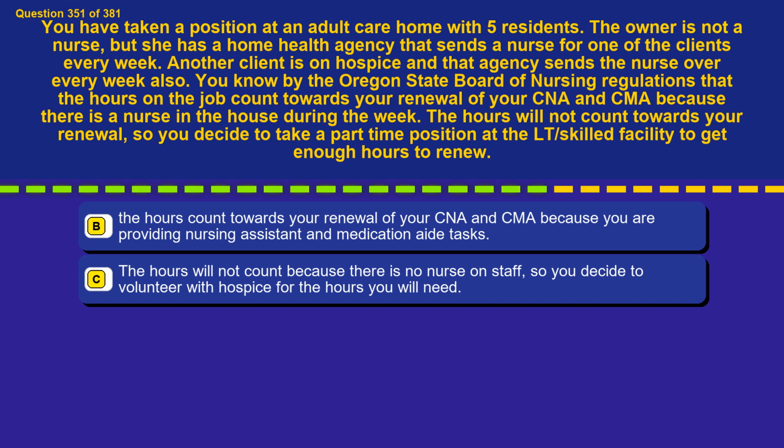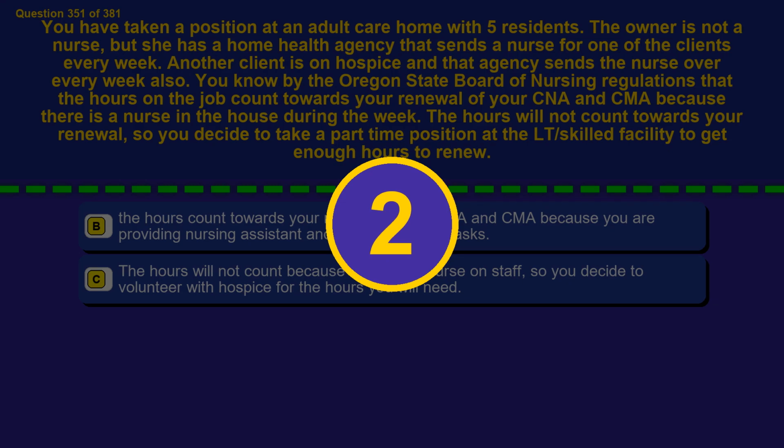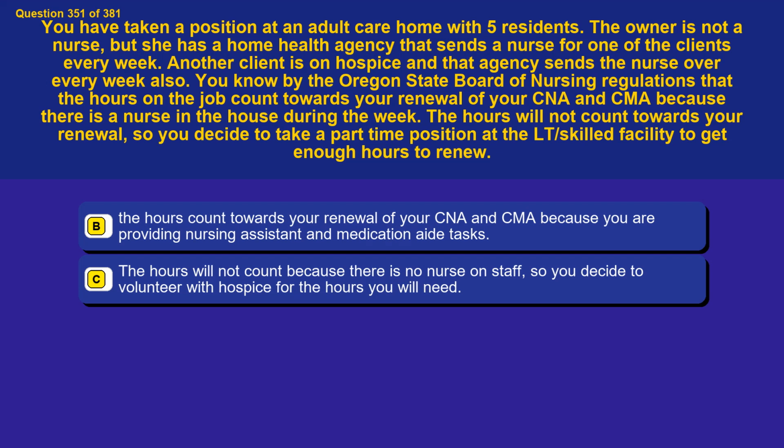Option B. The hours count towards your renewal of your CNA and CMA because you are providing nursing assistant and medication aide tasks. Option C. The hours will not count because there is no nurse on staff, so you decide to volunteer with hospice for the hours you will need. The correct answer is option D.